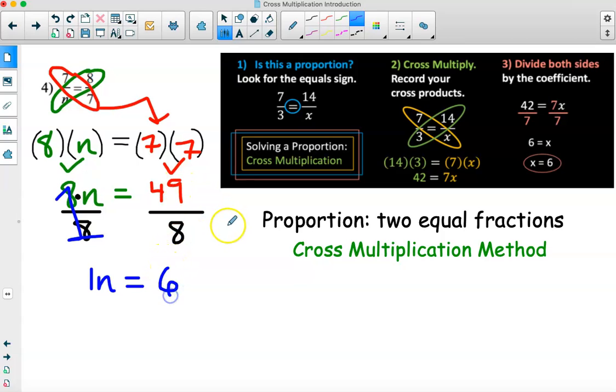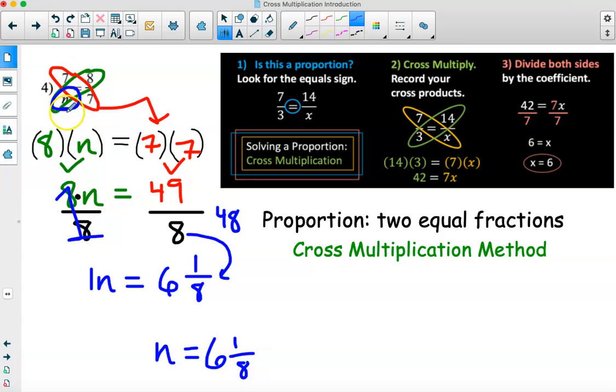So 8 times 6 is 48, and the difference between 49 and 48 is 1, and we keep the denominator the same. So 49 eighths is the same as 6 and 1/8. So we found that the value of n is 6 and 1/8. So 7 over 6 and 1/8, that fraction is equal to 8/7.